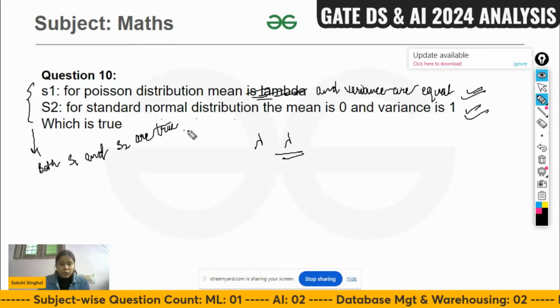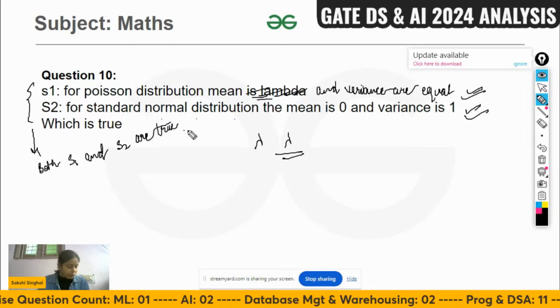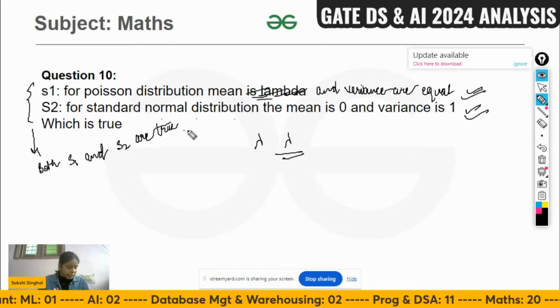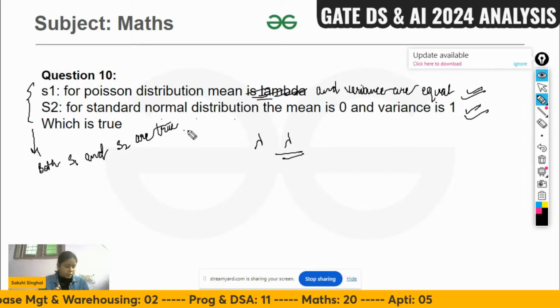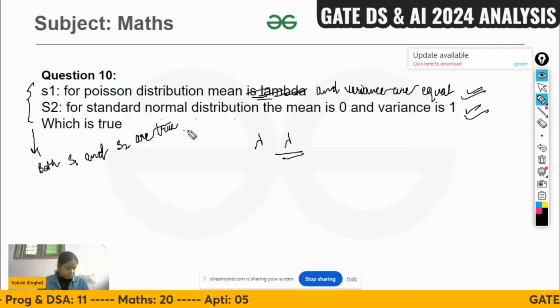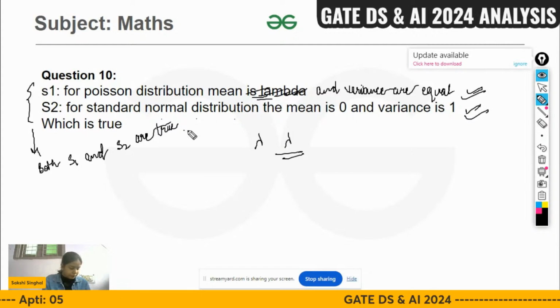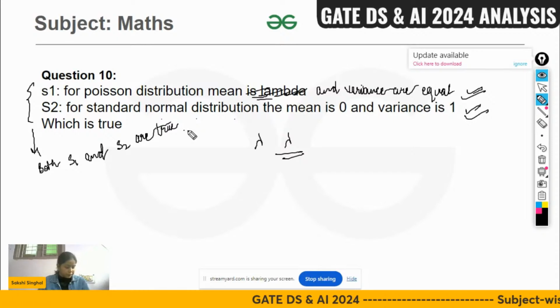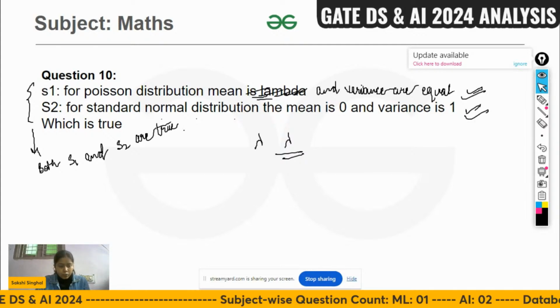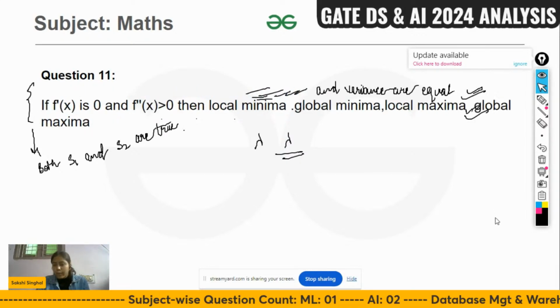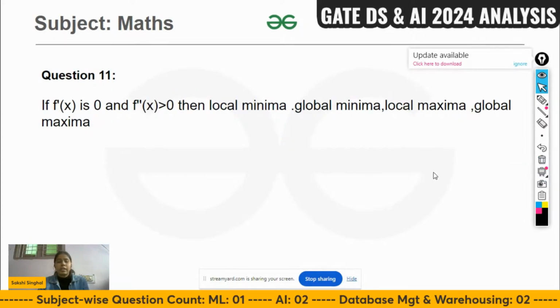Tell me, guys, how many of you have done this question correct? Just let me know. Then I'll move forward to another question. Just let me know. Okay. Guys, if there are more questions of ML and AI, just let us know.